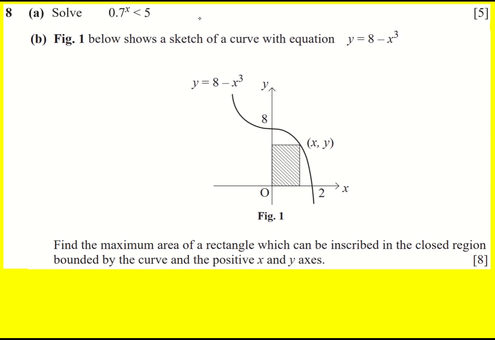We're asked to solve 0.7 to the x is less than 5. I'm going to show you two ways to do this. The safe way, but it takes a little bit longer, is to do log to base 10 of both sides.